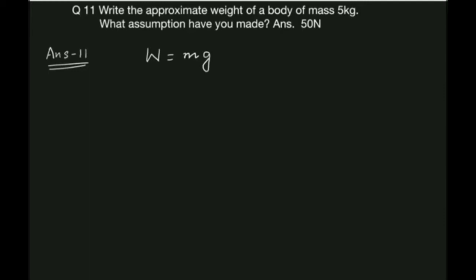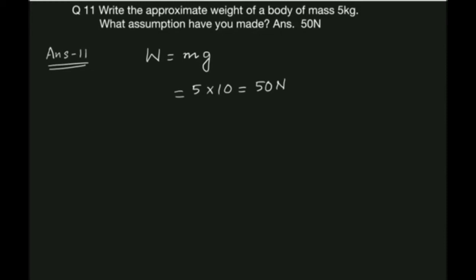The value of g on earth is 9.8, on the moon it is around 1.6. So there the weight of the body will be less, but the mass will remain the same. Mass does not change. But here we are going to take the value of g as 10, then only our answer will come to 50 Newton. Normally we take the value of g as 9.8 if it is not given in the question. If it is given in the question, whatever value is given, the same we will take.